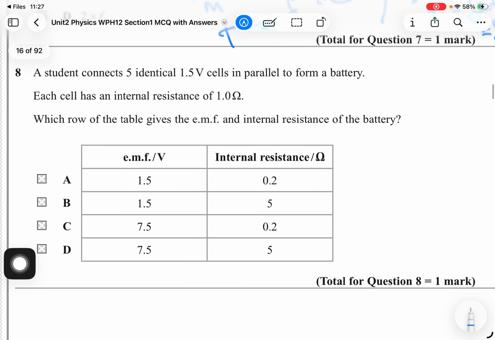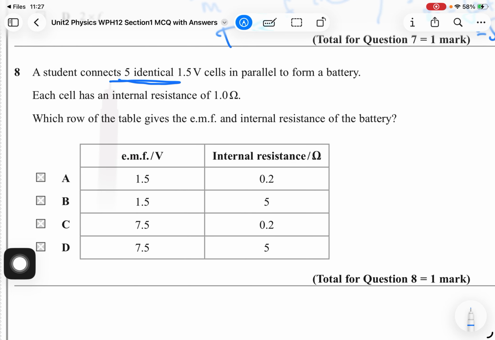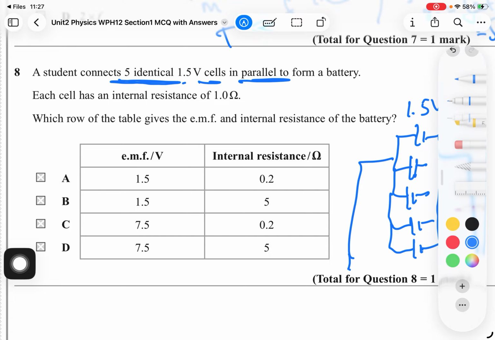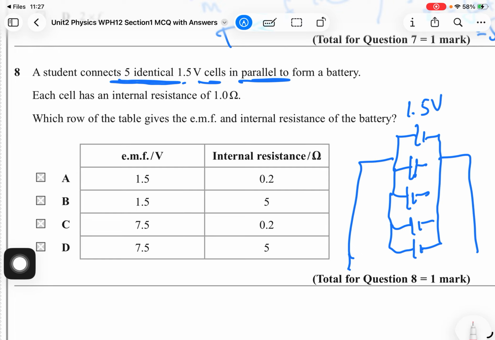Now let's go with question number 8. They're talking about 5 identical cells in parallel to form a battery. If it is parallel, that means the batteries are connected like this. In parallel circuits, the voltage either way is going to be 1.5 volts. They are also saying there is internal resistance, and there is an internal resistance in everything. So the internal resistance is 1 ohm.